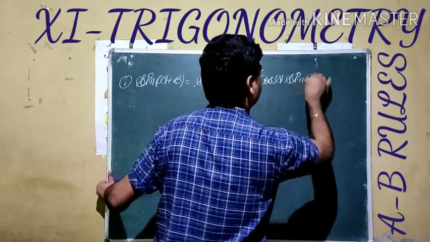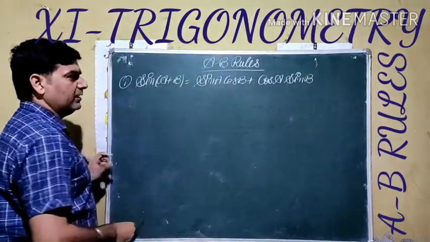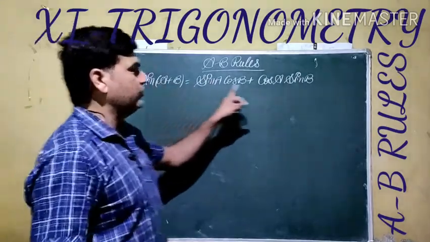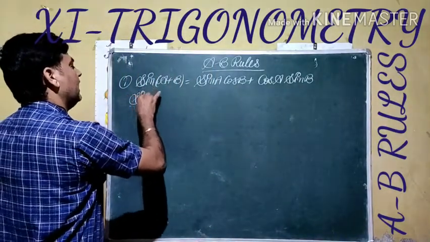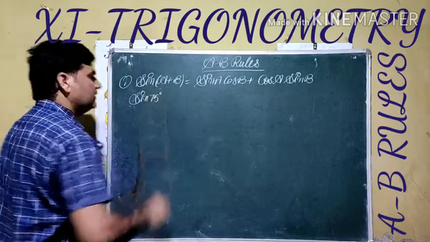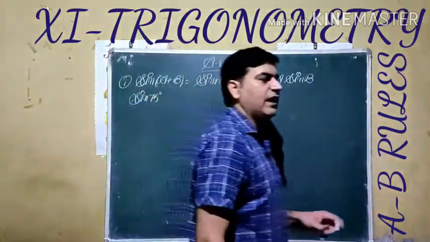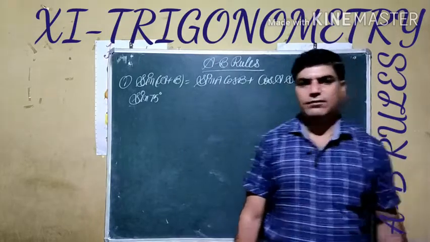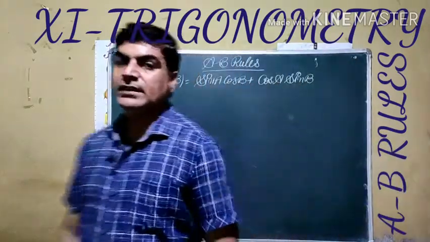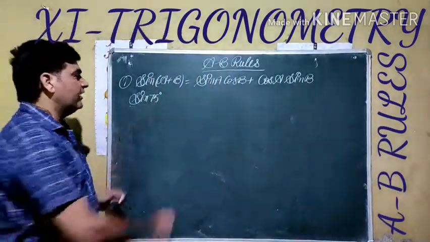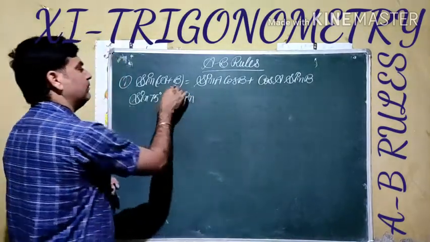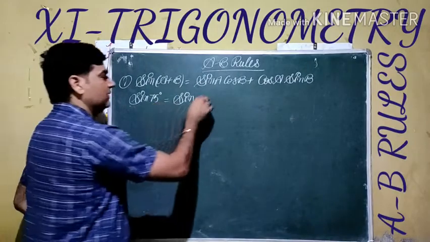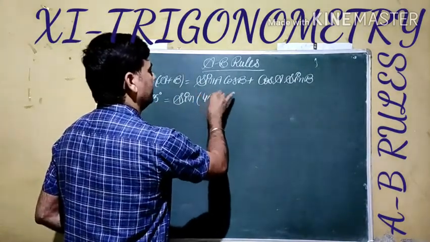How can we use it? We are using an example here. For example, we have sine 75. As you know, in the table, this angle is not given. In the table, we have 0 degree, 30, 45, 60 and 90. 75 is not given here. So according to this rule, we have to break it as a sum of two angles which are in the table, that is 45 and 30.